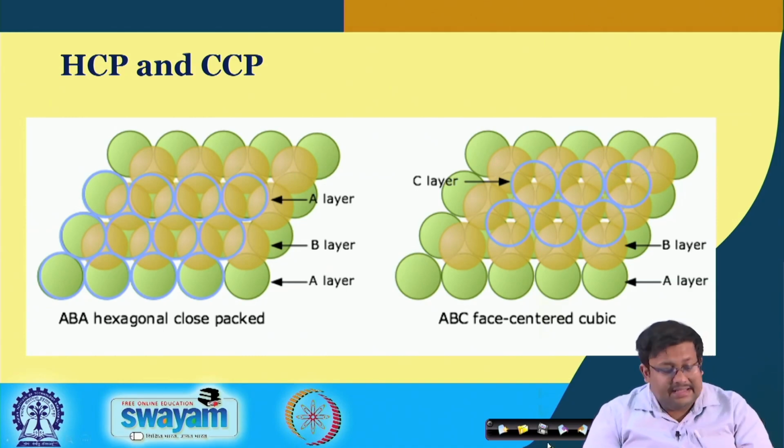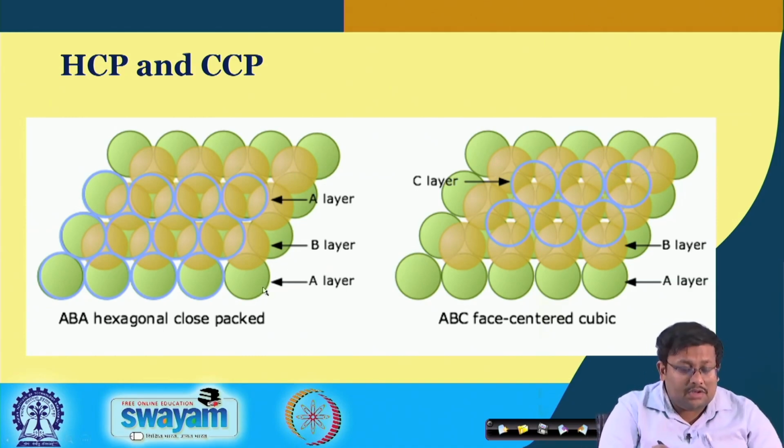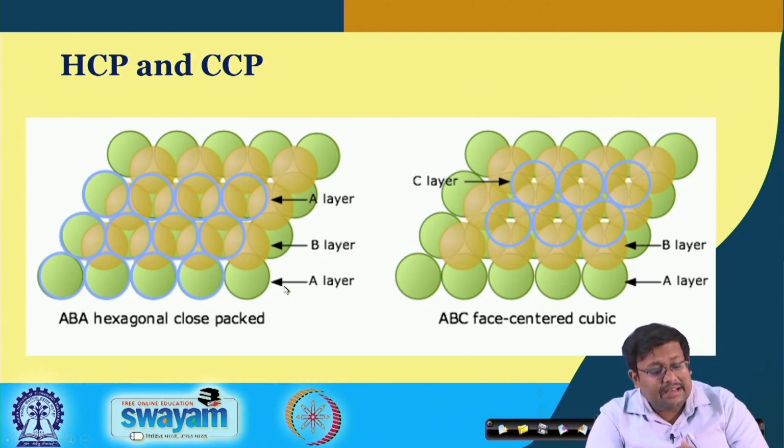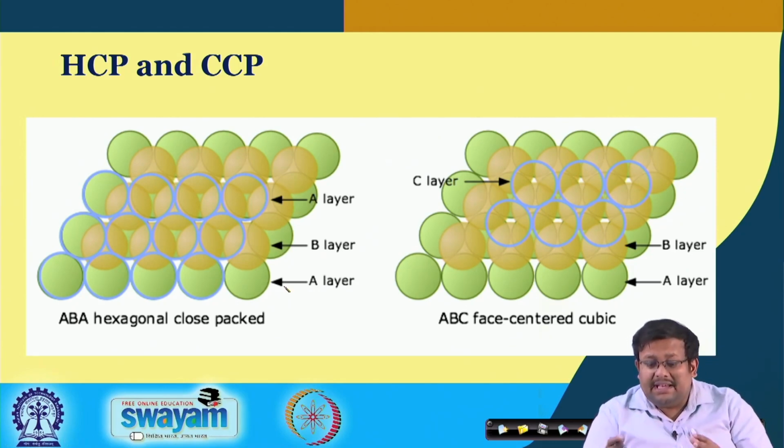Again, this is an ABA hexagonal close packed; you can see it is a layer which is basically below the B layers, and then A layer. So, it is a repetitive A layer, B layer and A layer. It is a hexagonal close pack. In case of CCP, it is basically A, B and C. So, this is the difference in their structure or stacking arrangement.